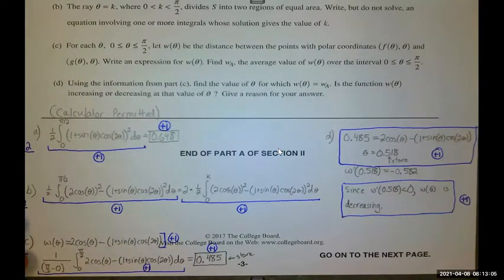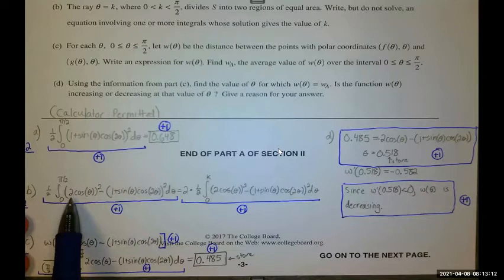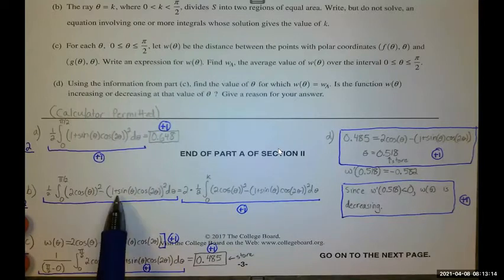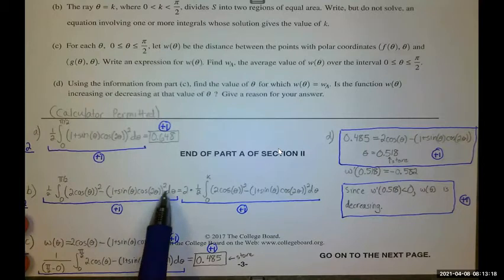Part B, we want the ray theta equals k that divides S into 2 equal regions. Fortunately, we don't have to solve this one. So the region from 0 to pi over 2, represented by S, is 2 cosine theta squared minus 1 plus sine of theta cosine of 2 theta, that quantity squared, d theta, from 0 to pi over 2.